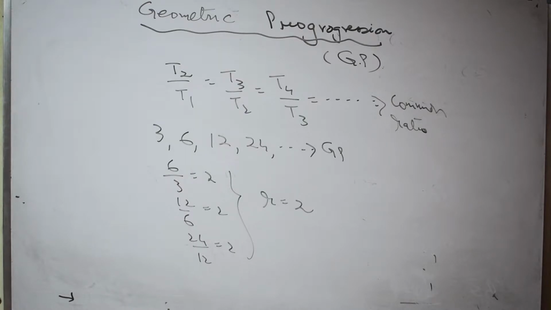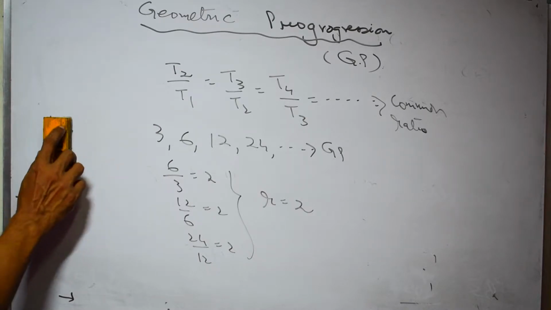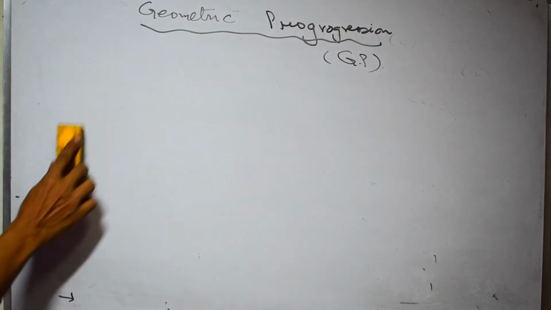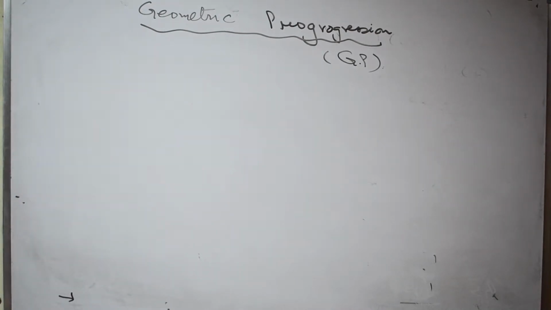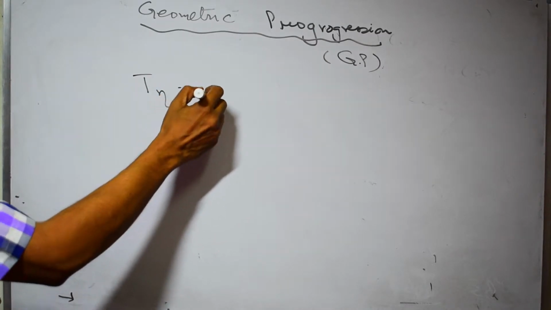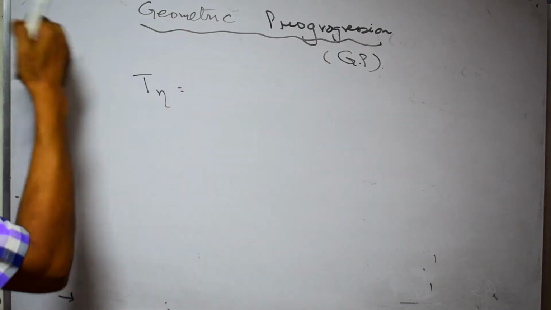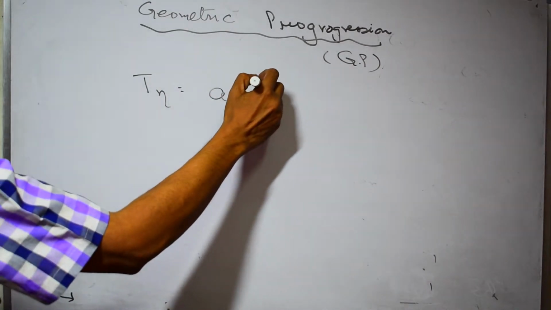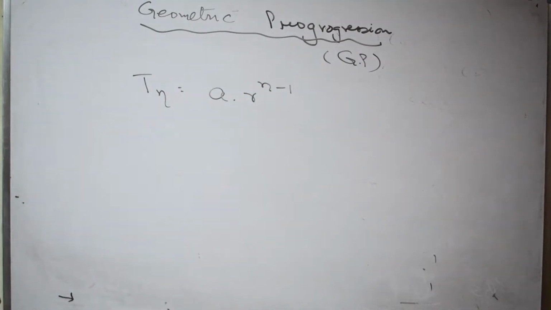Here also, as we have seen in arithmetic progression, we have two types of questions. First is the term and the second is the sum. So if we want to know the nth term of a GP, Tn, the nth term of a GP will be A, that is the first term, and R, that is the common ratio, to the power n minus 1.